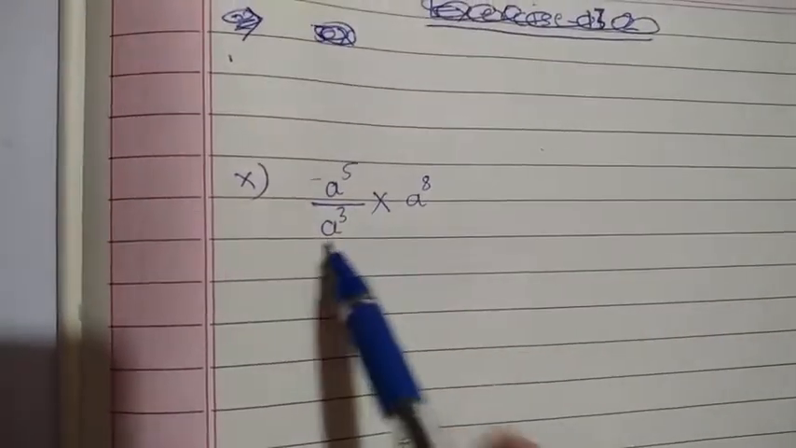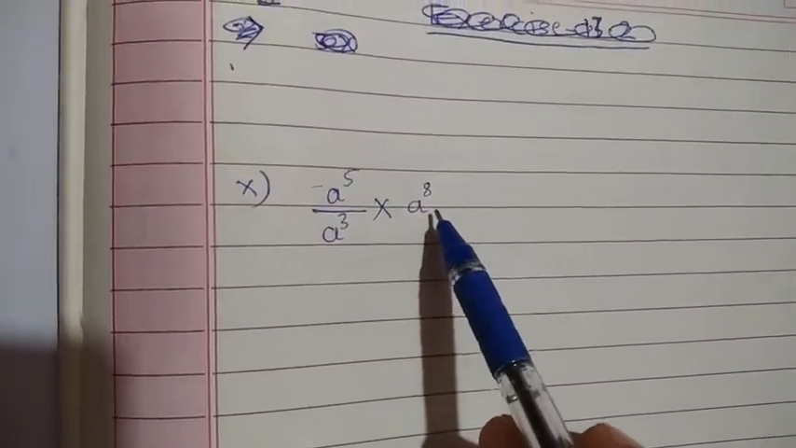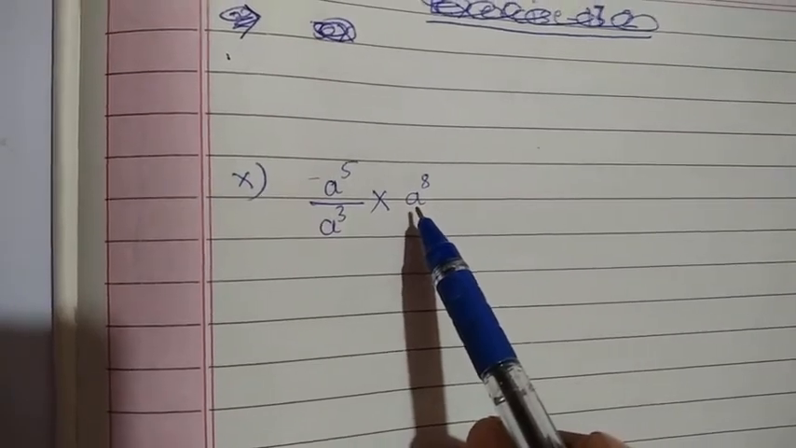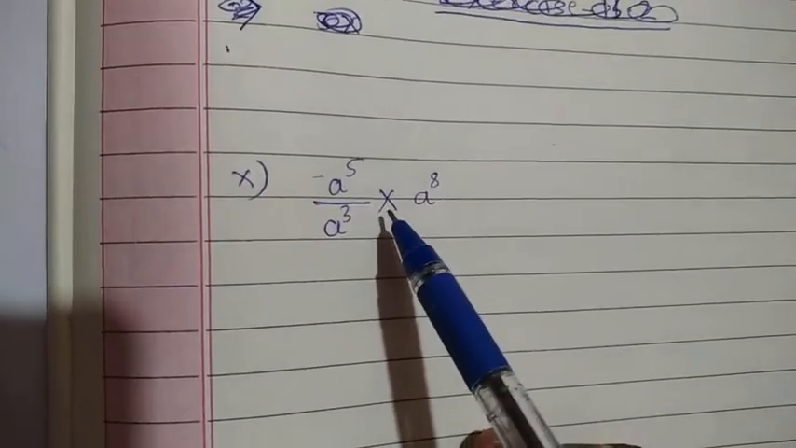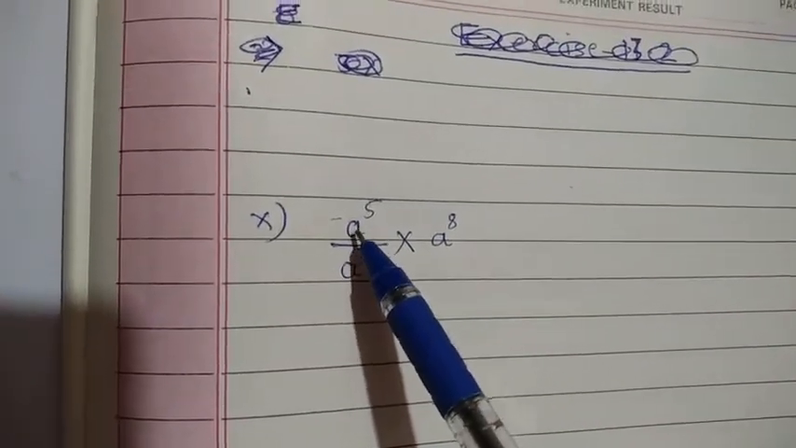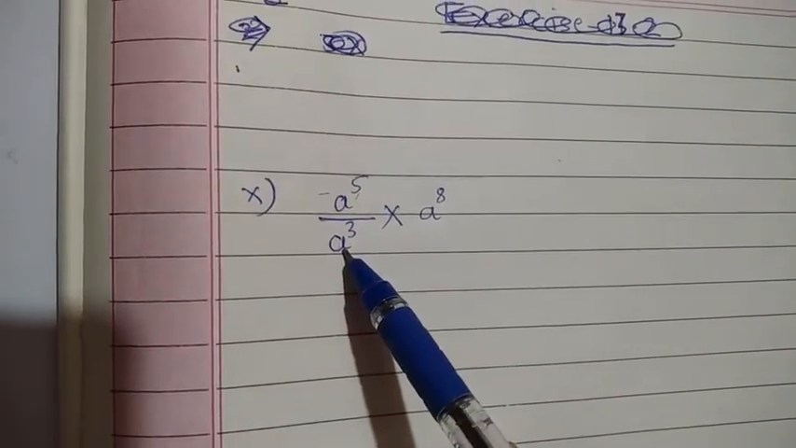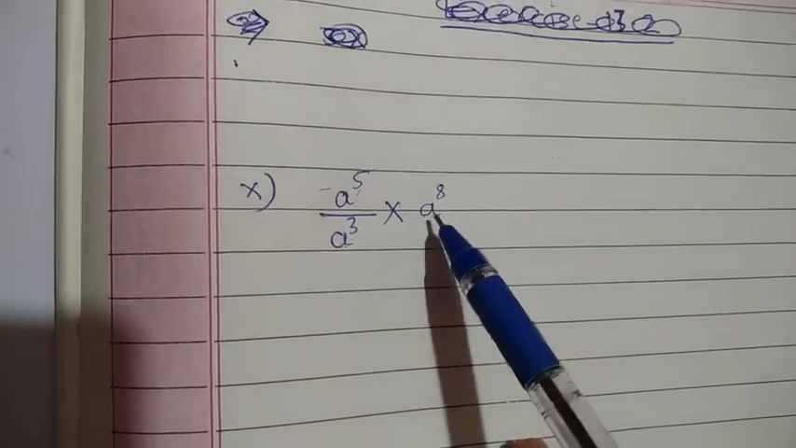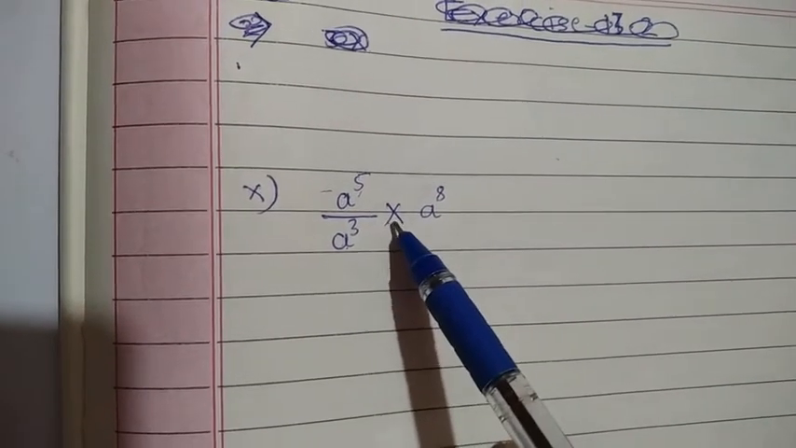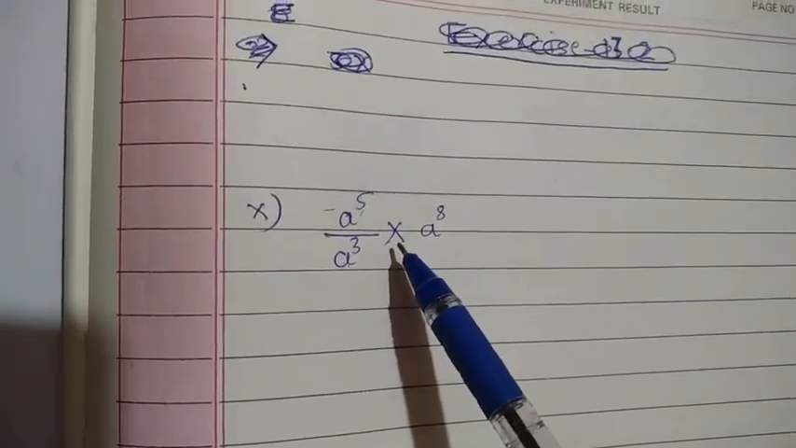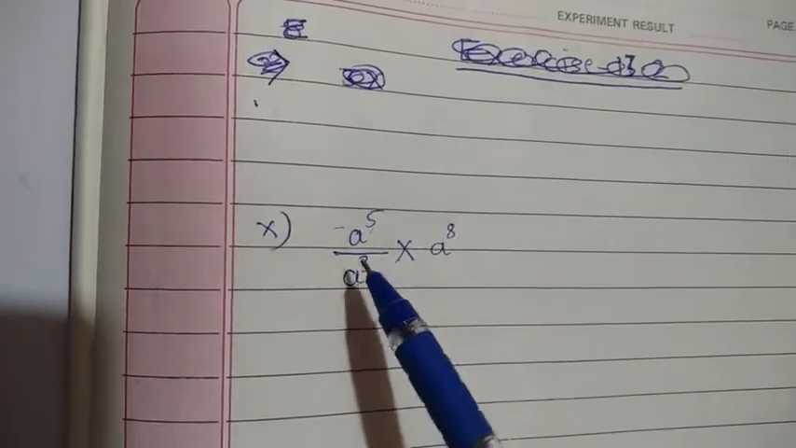See the 10th question, 10th problem, students. A raised to 5 divided by a raised to 3 into a raised to 8. Here we have to solve this problem by two methods. First method is that first we do the division of these two, and for the answer that comes, if you multiply by a raised to 8 using the laws of exponents, we get the answer. So this is the first one.